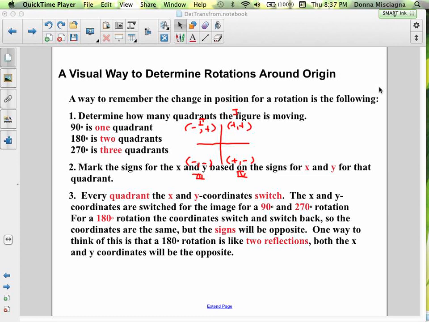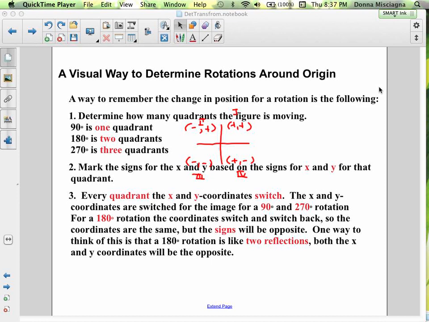So a way to remember the change in position for a rotation is the following. Determine how many quadrants the figure is moving. If you're moving 90 degrees, that's going to be 1 quadrant. If you're moving 180 degrees, that's going to be 2 quadrants. And if you're moving 270 degrees, that's going to be 3 quadrants.